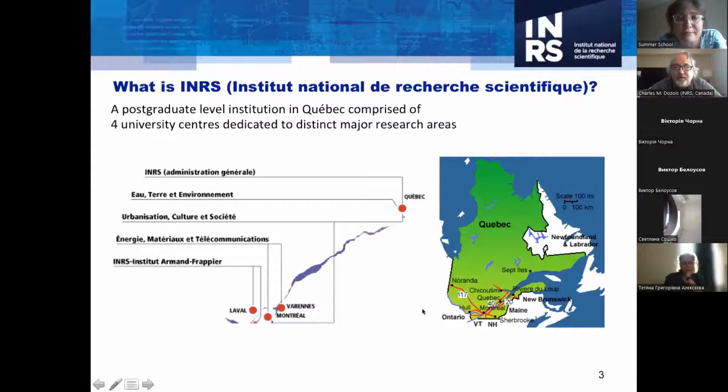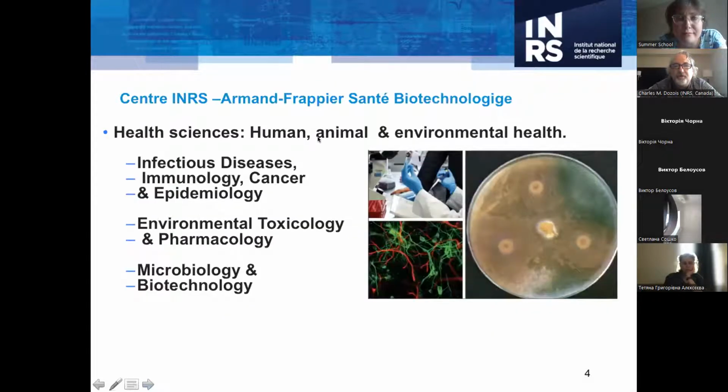And so our institute is focused on the biosciences, so health sciences and human and animal and environmental health, infectious diseases, immunology, cancer, and epidemiology. One of our most famous labs is an anti-doping lab for athletics. So we have a group that's been involved in doing that for many years with the Olympic Committee. We have groups in toxicology, pharmacology, and obviously microbiology and biotechnology.